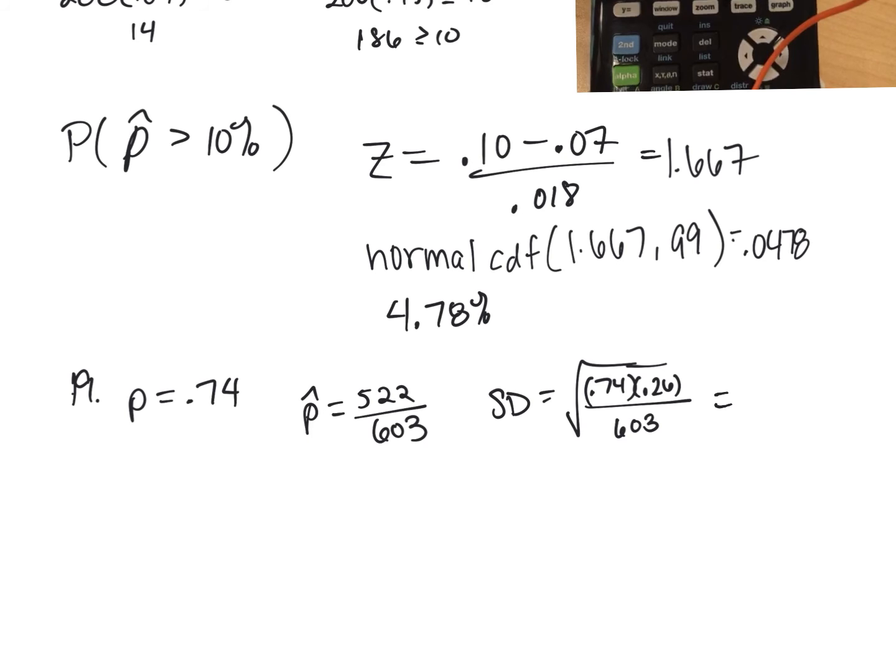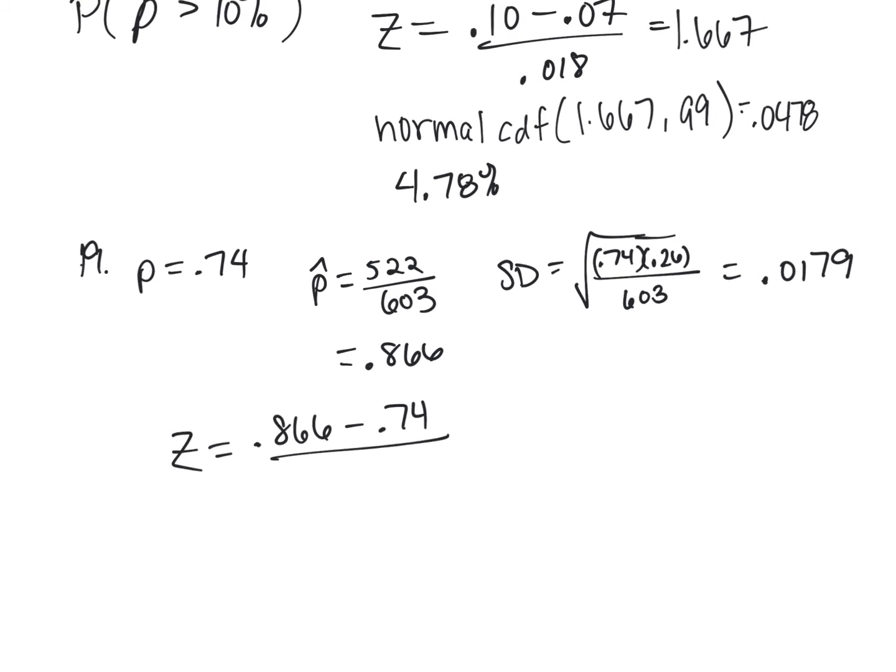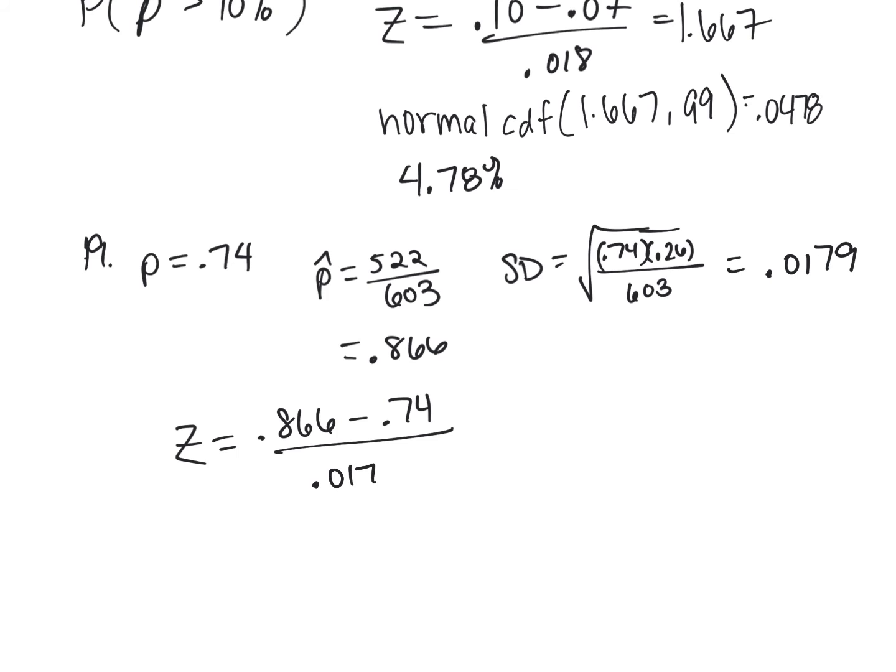0.74 times 0.26 divided by 603 is 0.0179. And then 522 divided by 603 is 0.866. Okay. So what's my z-score calculation? 0.866 minus 0.74 divided by 0.0179.